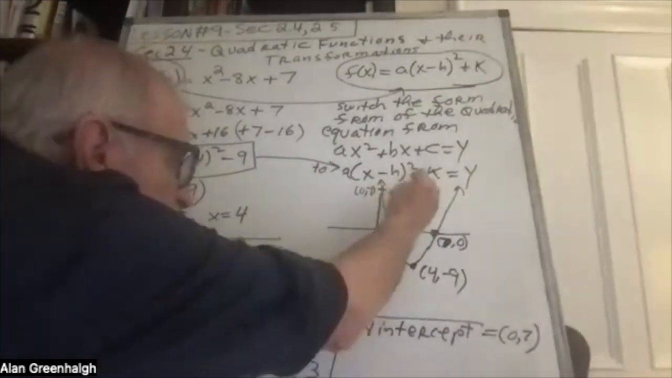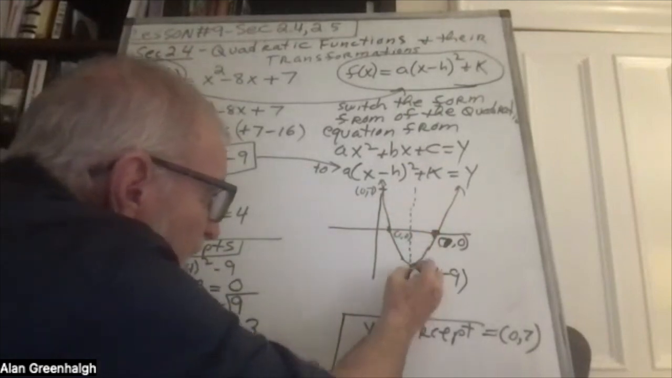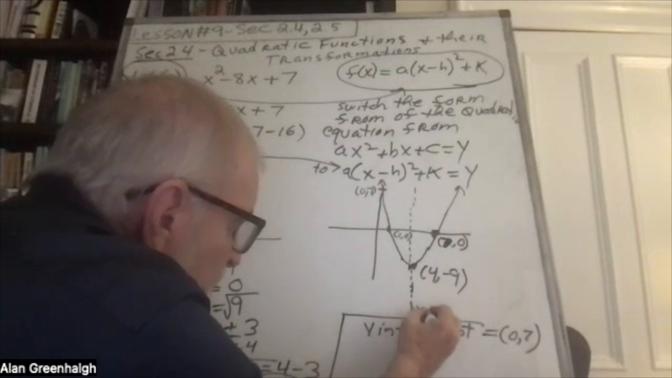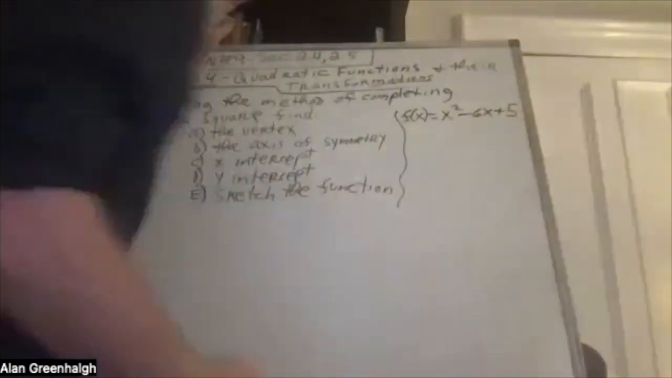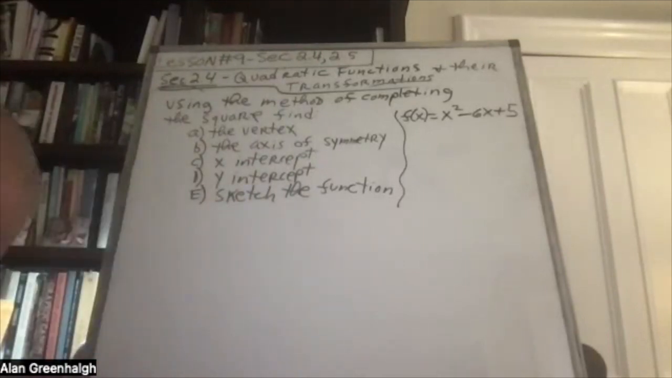Oh, the axis of symmetry. Well, we didn't do that, did we? It's a little crooked, but it doesn't matter. x is equal to 4. That's the axis of symmetry. And that's the graph. Okay, I'm going to give you some time to try this.